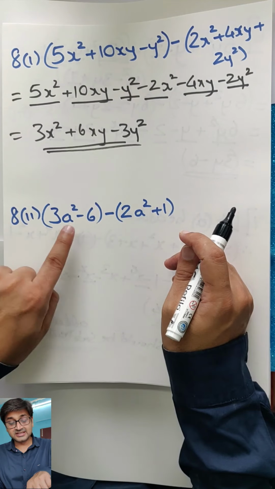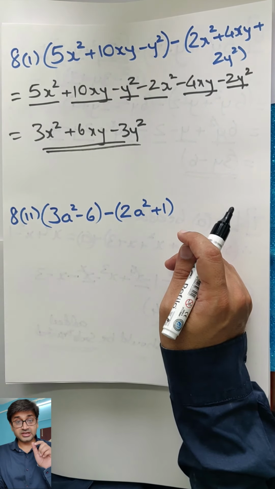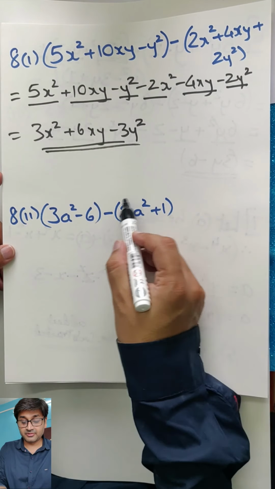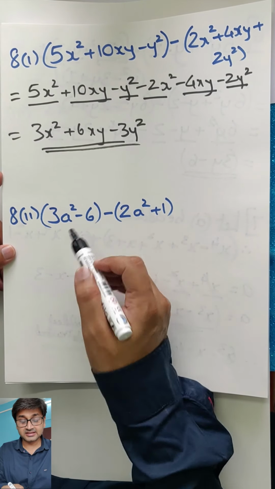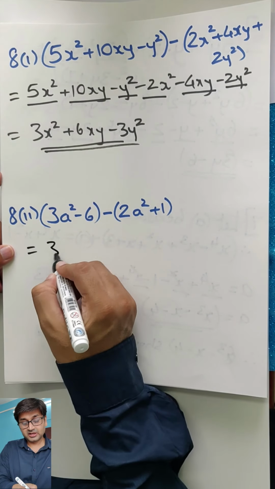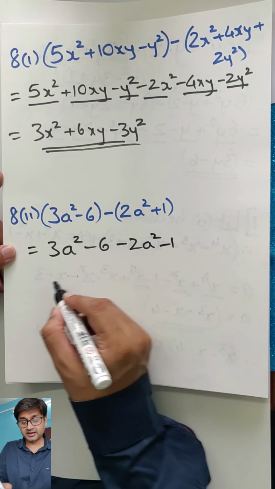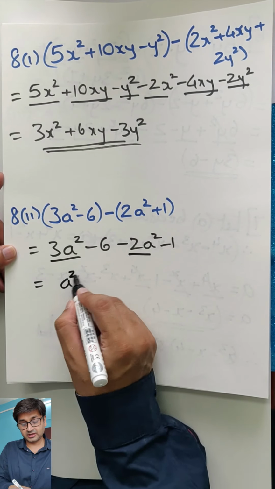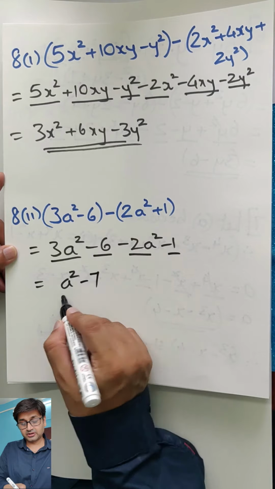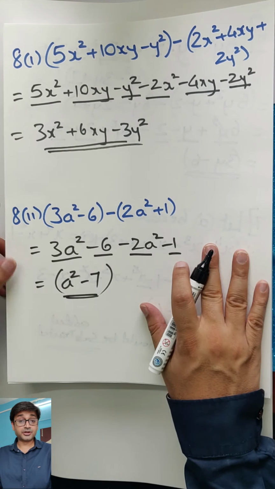How much is this less than this? So therefore you have to write this next and this first. See, understanding which one will come first. How much is this less than this? ये इससे कितना कम है? So this will come first. So 3a square minus 6, minus, plus into minus, minus. So 3 minus 2 gives me a square minus 6 minus 1, so minus 7. Managed? Clear? Are you getting it?